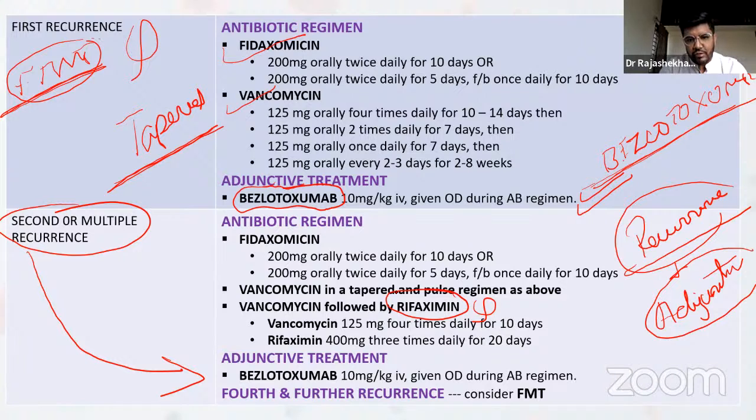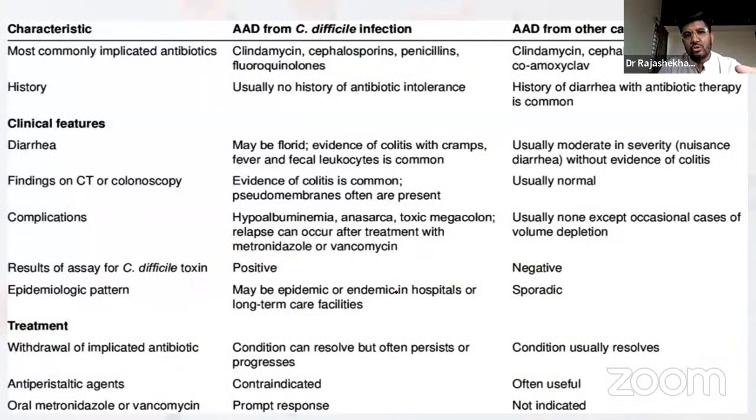CDI is a very, very important topic nowadays. We know that any antibiotic we usually use in day-to-day practice can present with diarrhea, which is called antibiotic associated diarrhea, AAD, a very standard terminology. So how does this AAD differ from Clostridium difficile infection?